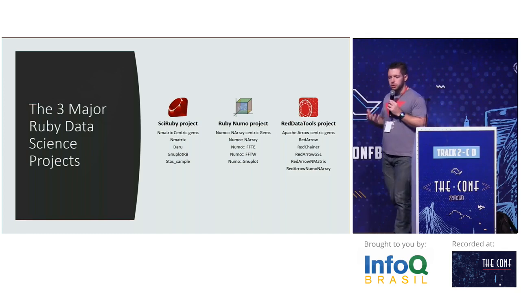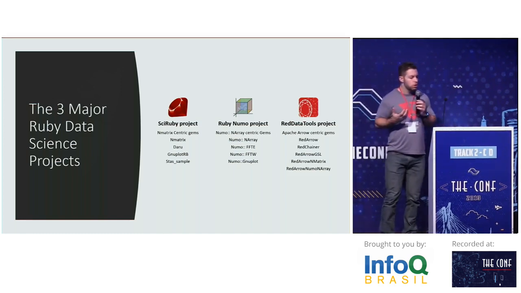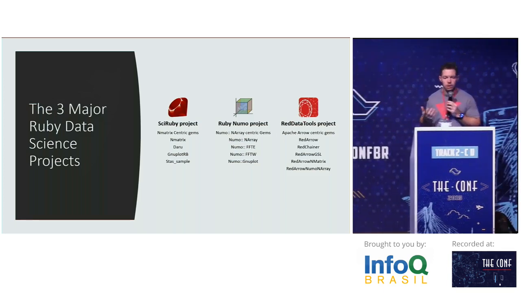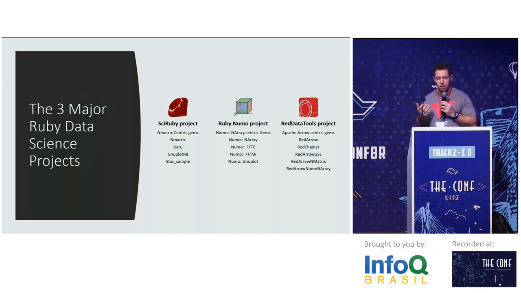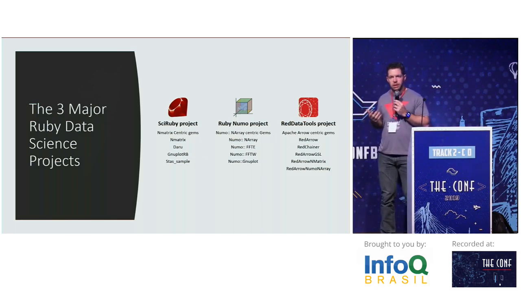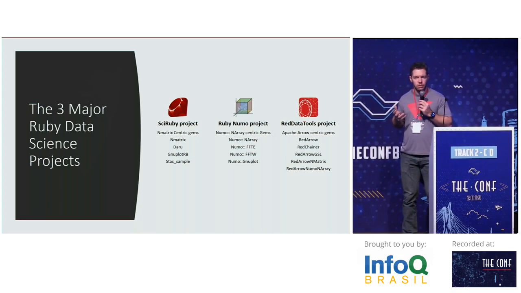Today, there are 3 big projects to work with data science in Ruby. The main one is SciRuby project that has lots of N-matrix-centered gems. It's home for N-matrix, Daru, GNU-plotrb, stat sample, and many other libraries that deal with data science and machine learning. Most of them use N-matrix as the base.